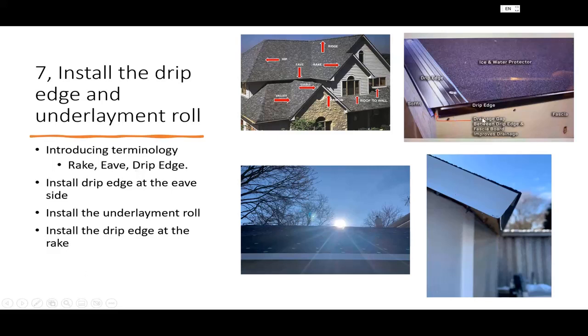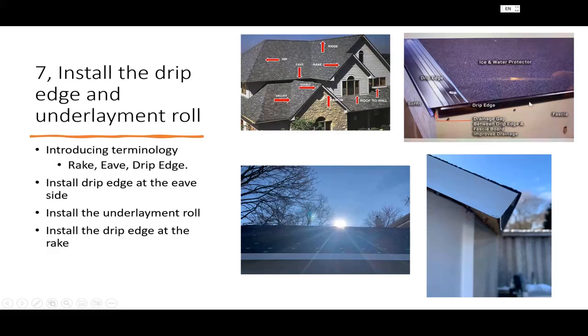The sequence is very, very important. I did some research, and it looks like you do the drip edge on the eave side first. See, that's the eave side. You do the drip edge on the eave side first, and after that you will need to install the underlayment roll. The underlayment roll, you can get from Home Depot.